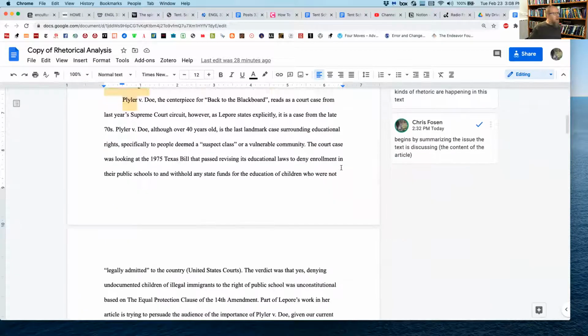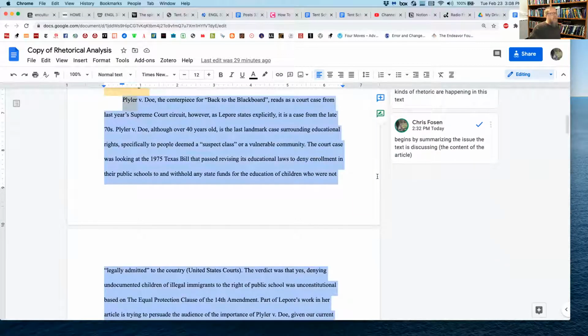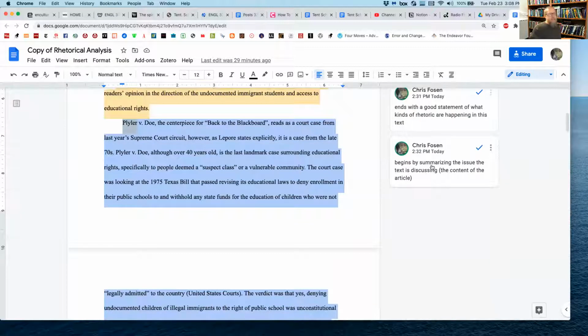Okay, so going on really quickly, the second paragraph, which you see right here, summarizes the issue that the text is discussing in specific. That is, what is the whole of the text really concerned with? This is a good summary paragraph. Maybe I don't have time to read the source article that you're going to be rhetorically analyzing in your paper. I only have time to read your paper. So I want to know quickly, well, what is this argument really about?